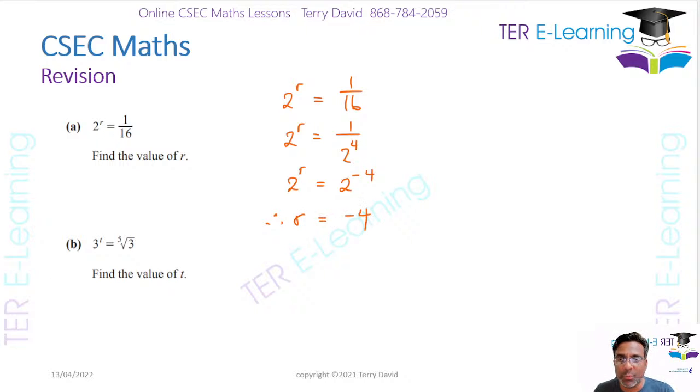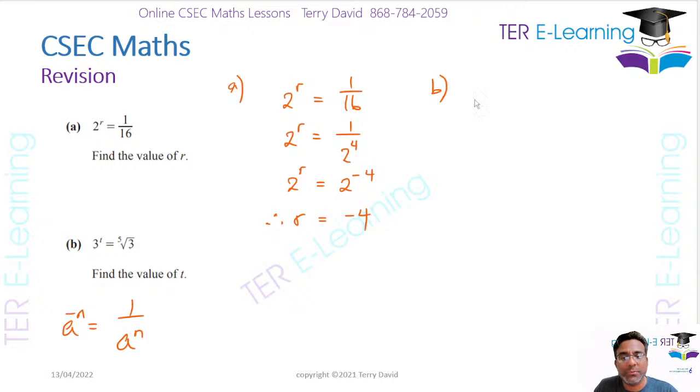If you're wondering what rules I'm using here, one of the rules is that a to the power minus n can be written as 1 over a to the n, right? That's one of the rules that I'm using here. So this is my answer for part A. r is equal to minus 4, right?